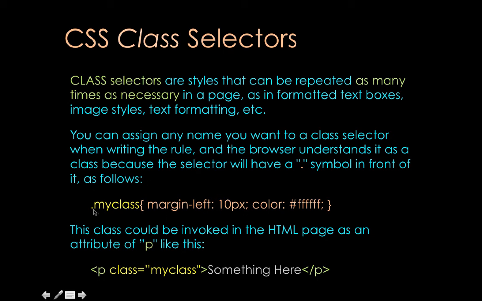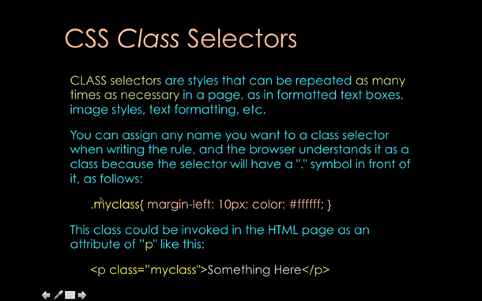All right, so you would have to put that dot there. And then you could give it some sort of declaration block. And you see here that we have two declarations in the declaration block. We have margin left of 10 pixels, and then it terminates. And then we have color, and this is the value for white, and then that terminates, okay?